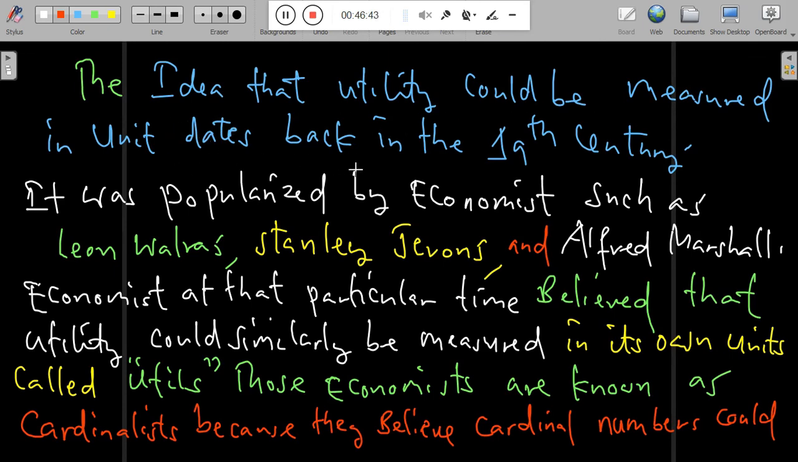The idea that utility could be measured in units dates back to the 19th century. It was popularized by economists such as Leon Walras, Stanley Jevons, and Alfred Marshall. Economists at that time believed that utility could similarly be measured in its own units called utils. Those economists are known as cardinalists because they believed that cardinal numbers could be used in utility measurement.